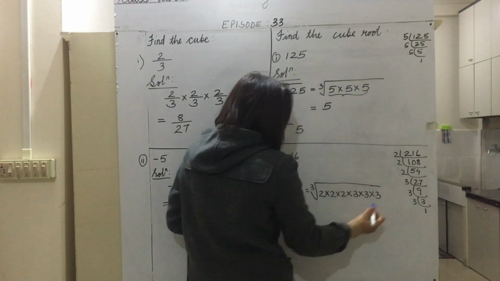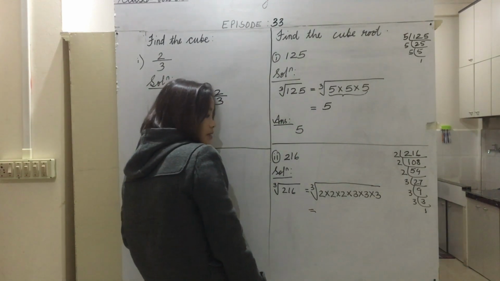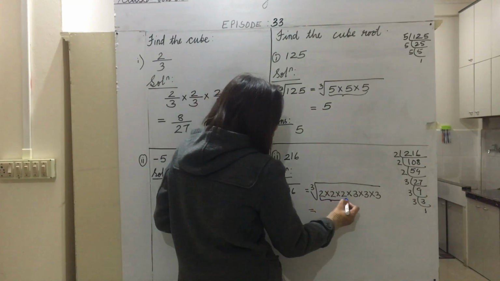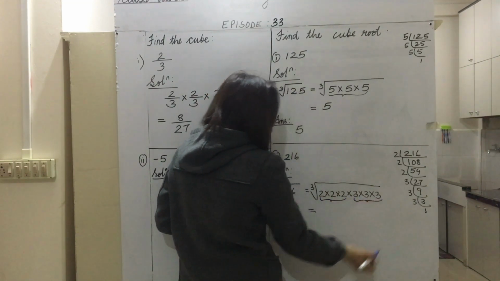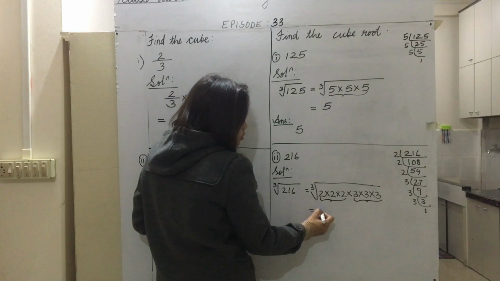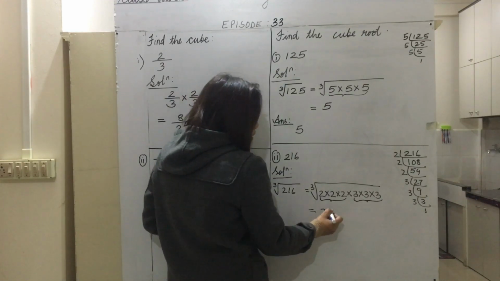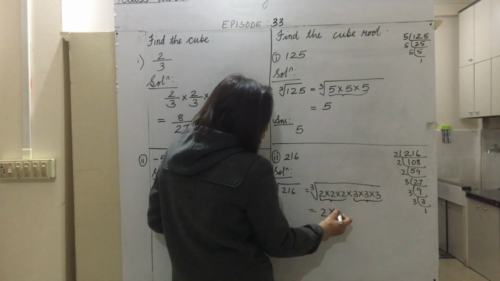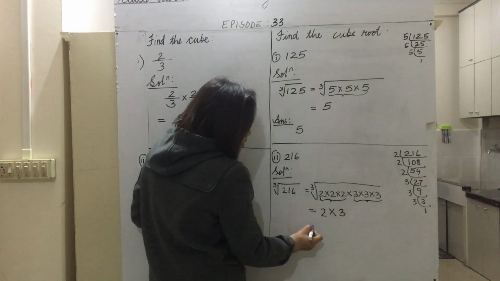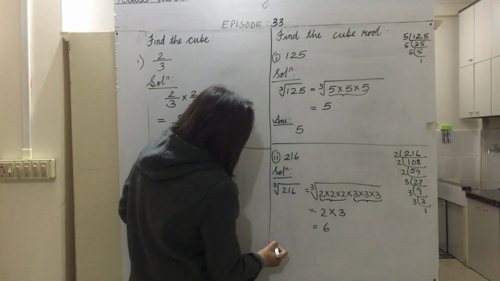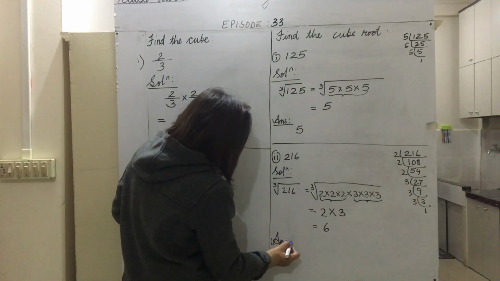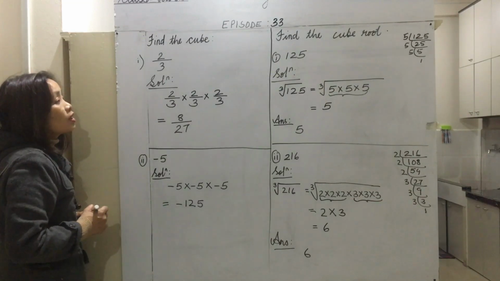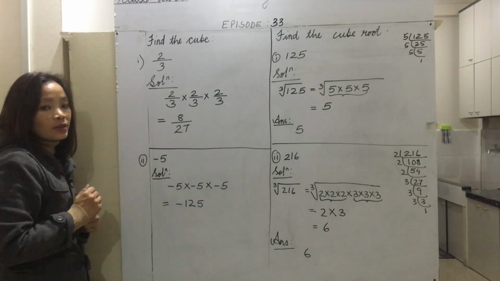Then we will group the factors in 3, right? For finding the cube root, we group the factors in 3. Each group of three gives one factor, so 2 and 3. Then you multiply, this is 6. So the cube root of 216 is 6. This is how we find out cube and cube root.